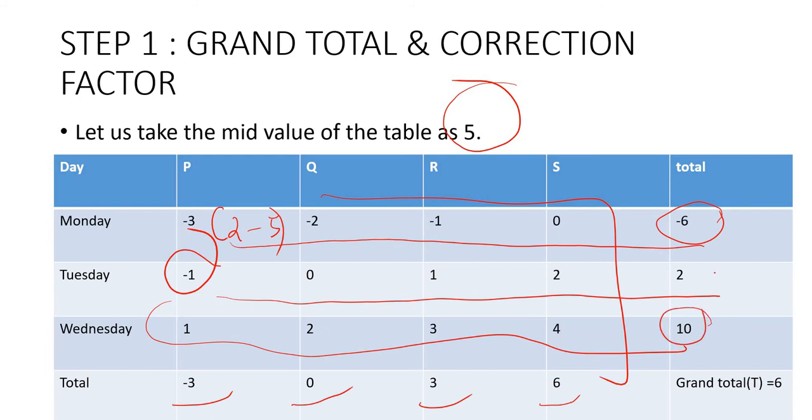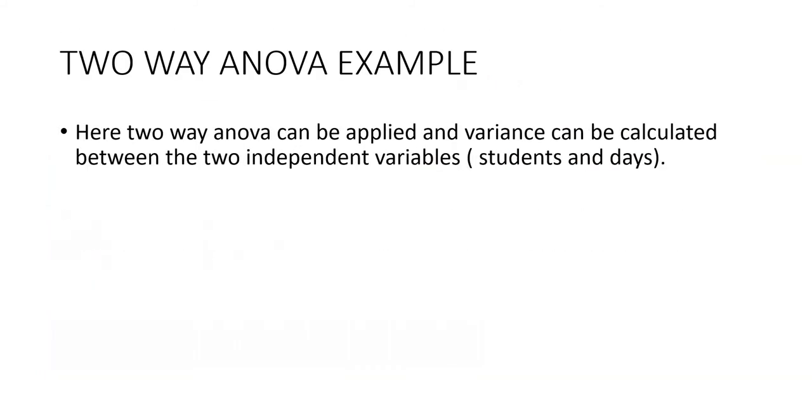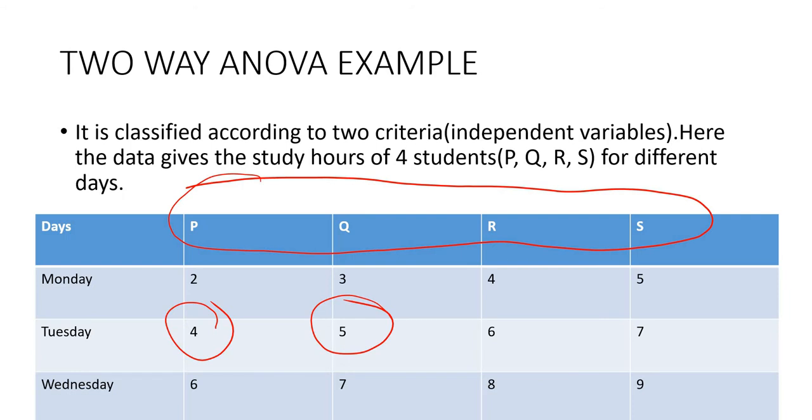So here you will calculate the grand total. Grand total is 10 plus 2, 12, minus 6. This is 6. So this is the grand total. This is the way. This is simple. We have taken the reference as 5. In this table, 5 is taken as the reference, and we are subtracting all values.